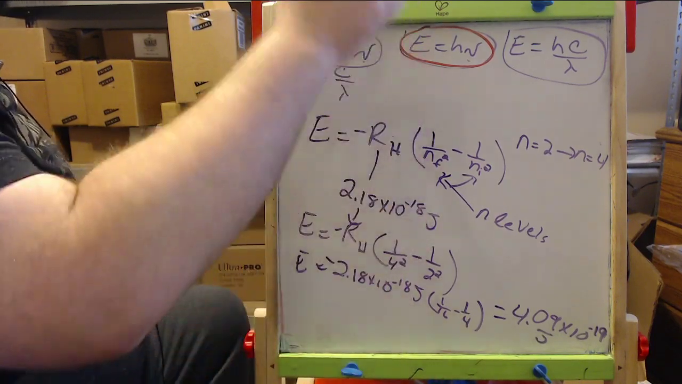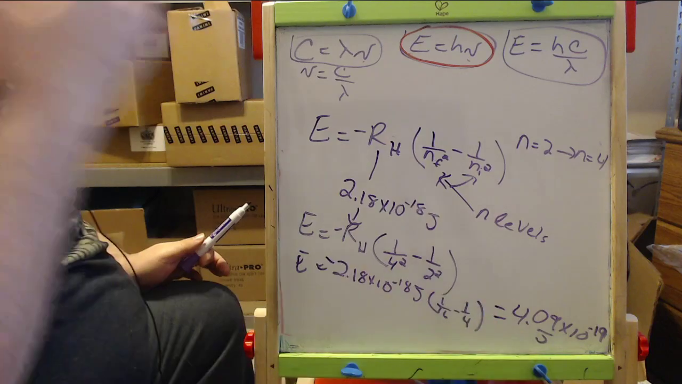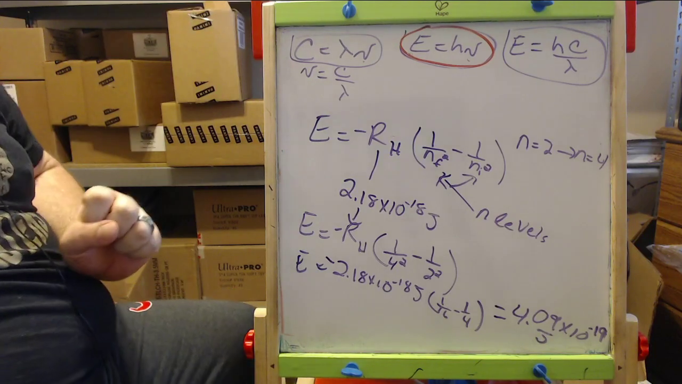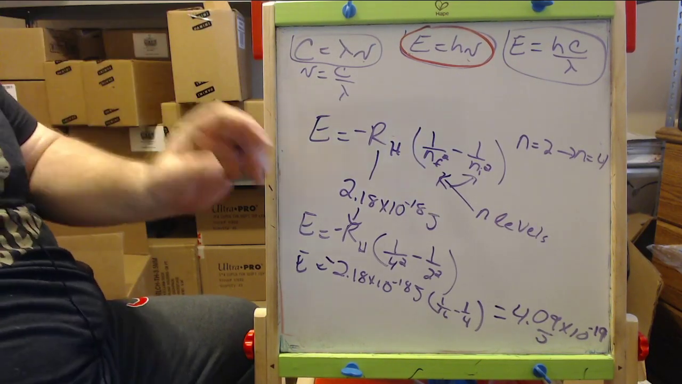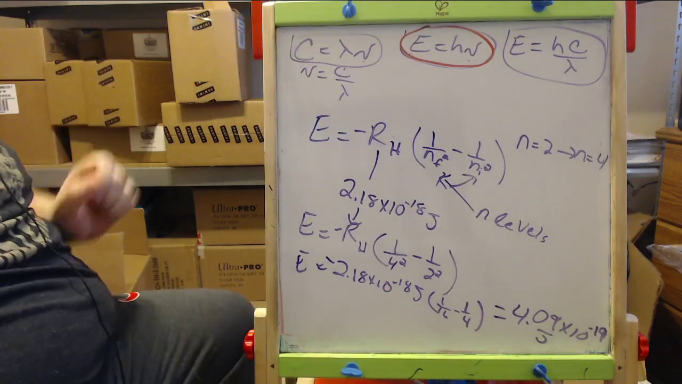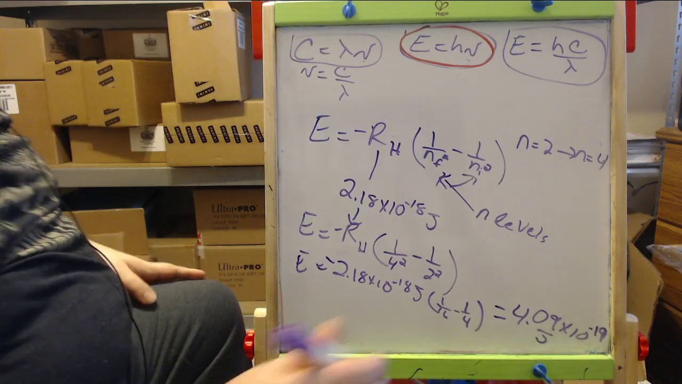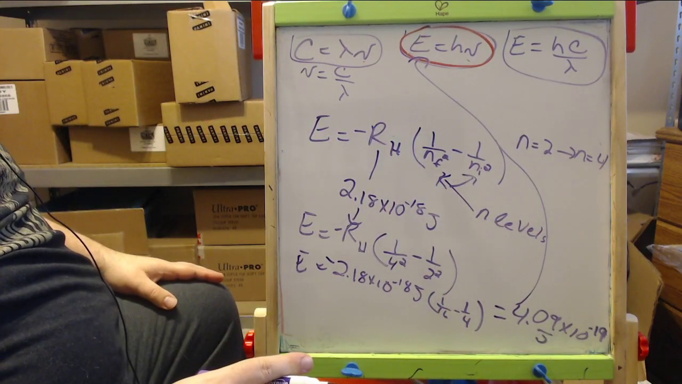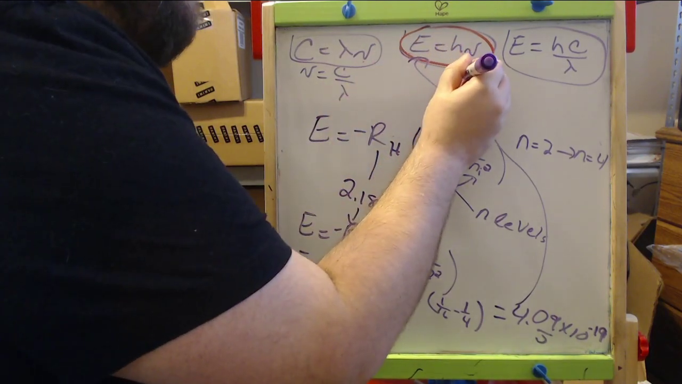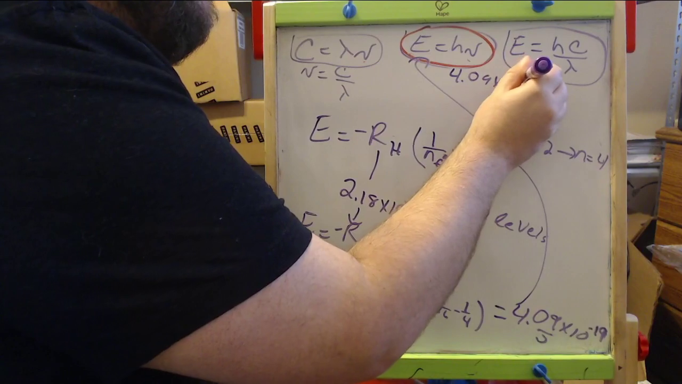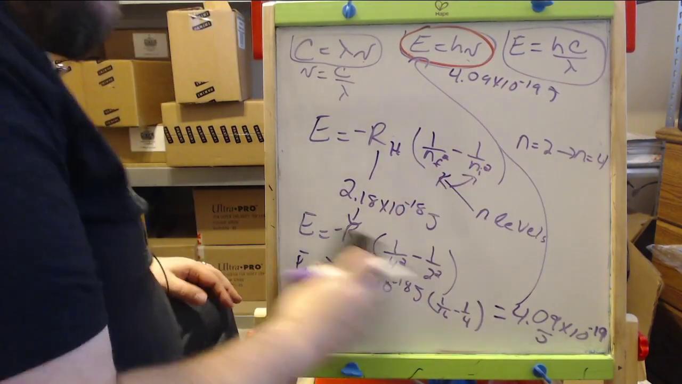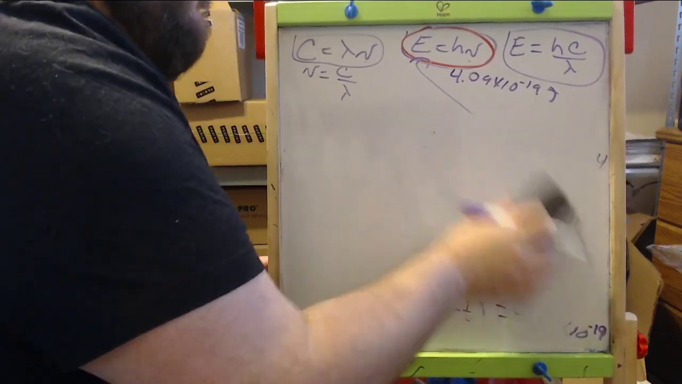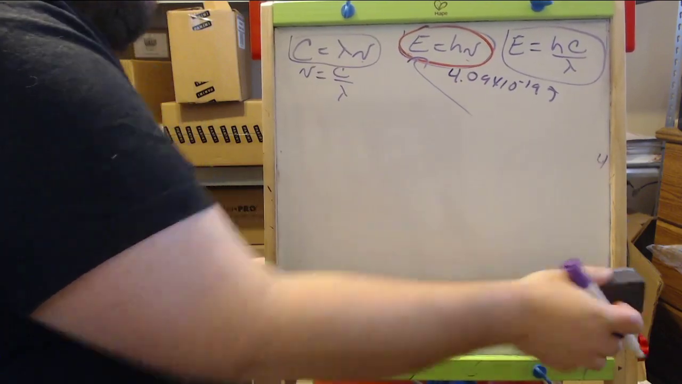So you'd have to be told this only works for hydrogen, but, okay, let's say that I now wanted to know the frequency, the new value. I could plug this in here and take it the next step. So I'm going to write this value down, 4.09 times 10 to the negative 19th joules. And let's say they wanted to know the frequency of that energy transition. What would that frequency be?